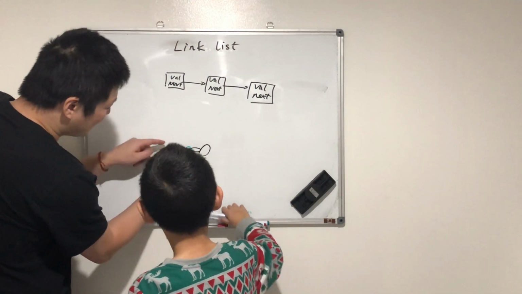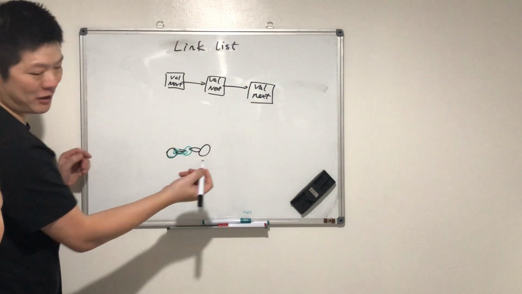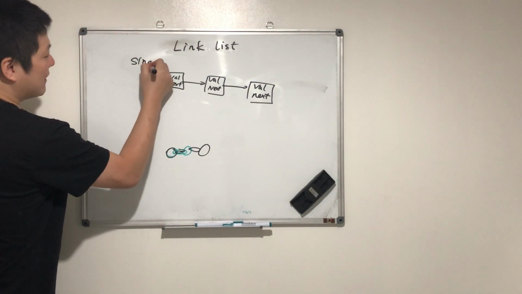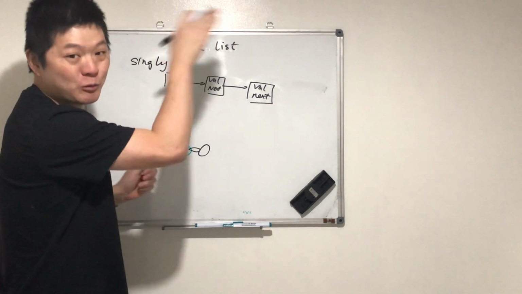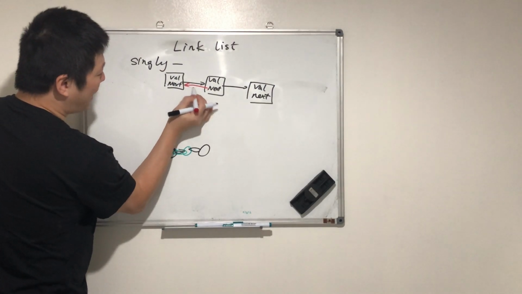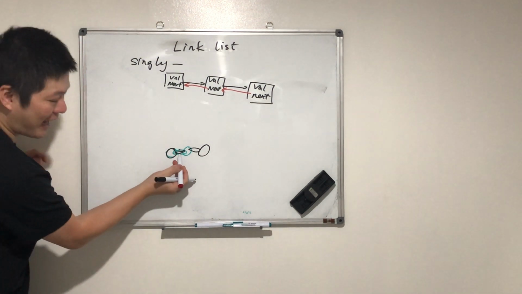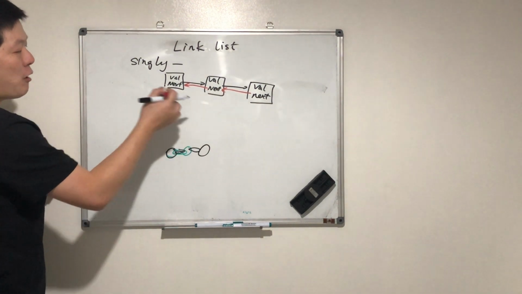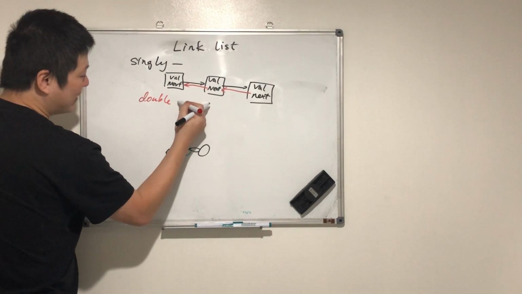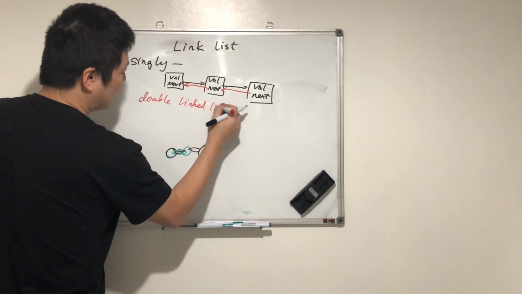So these are the nodes, and the connection is one way. This is called a singly linked list because it's pointing to one location, in one direction only. But if we add another link backwards, we can also link it in the other direction, like that. Then that would be a double link, a double direction link. Doubly linked list.